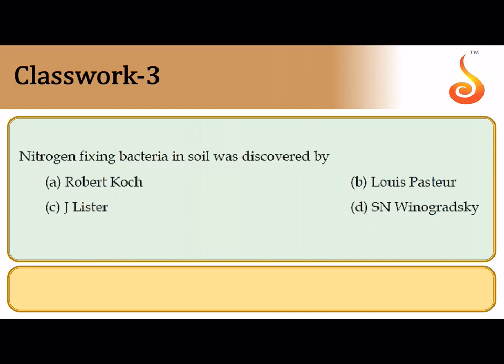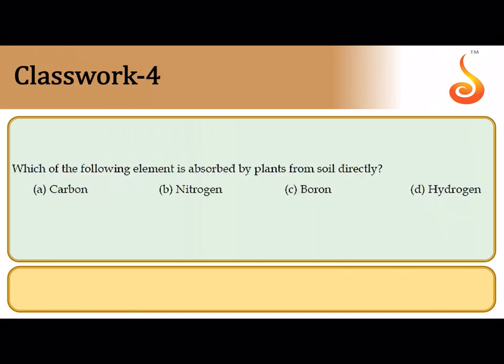Nitrogen fixing bacteria in the soil was first discovered by a scientist called S.N. Winogradsky. So this is just a factual question. Which of the following elements is absorbed by the plants directly? In the form of ions, plants directly absorb boron. Okay, in the form of borate ions, BO3 3-, or B4O7 2-.